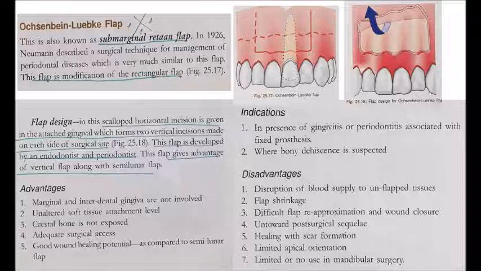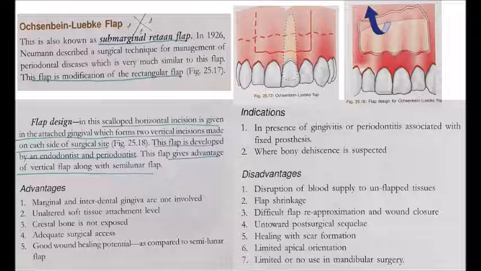So this flap gives the advantage of a vertical flap along with the semilunar flap. Indications are the presence of gingivitis or periodontitis associated with fixed prostheses, and where bony dehiscence is suspected. So whenever there is bony dehiscence, this flap can be preferred. In the picture you can see, at a distance from the tooth, a flap reflected in the marginal gingiva.